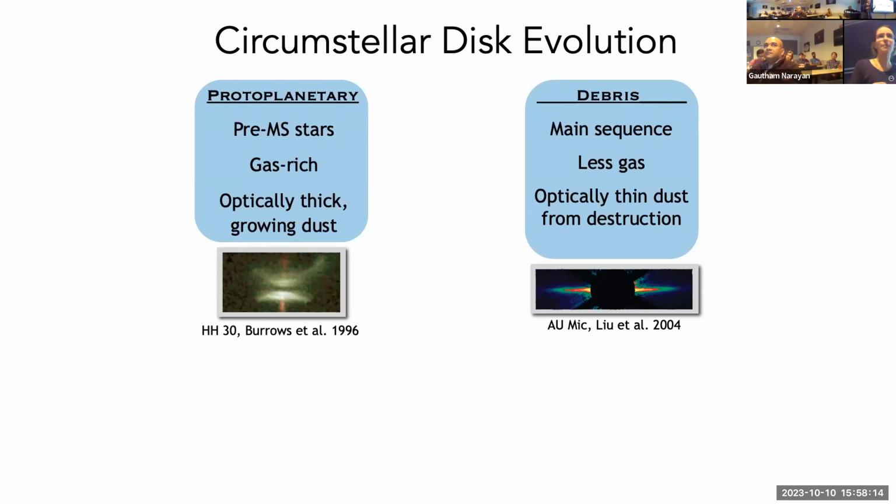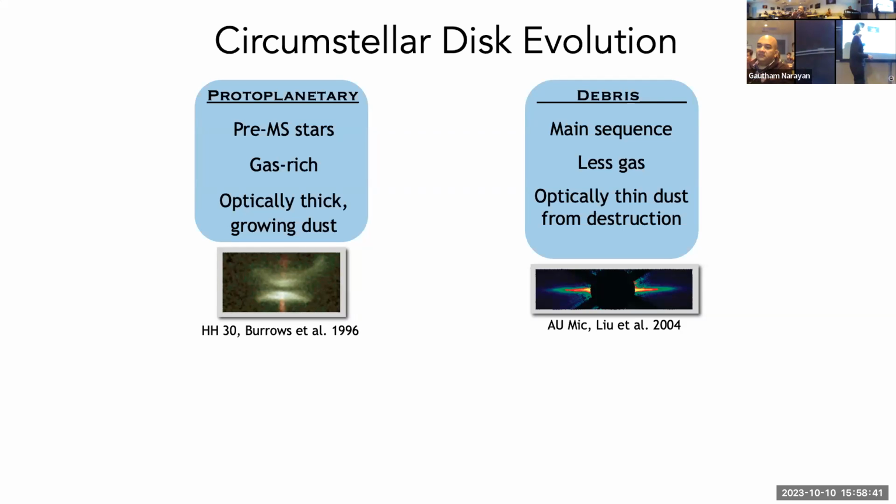So you still need some kind of destructive process to produce the dust before you can destroy it. Yeah. Okay. So we've got optically thick growing dust in protoplanetary disks like HH 30. You can see it's really puffy. Then around debris disks, these are main sequence stars, less gas. Actually, some of the younger ones may have comparable amounts of gas to protoplanetary disks, which is interesting. But the dust is optically thin, and it's from these destructive processes.